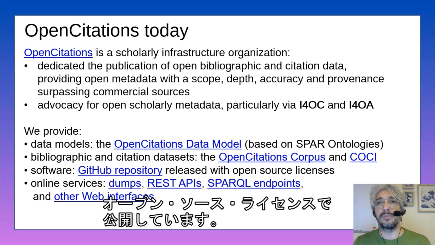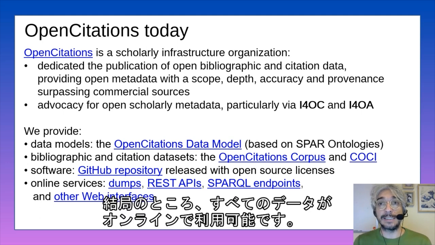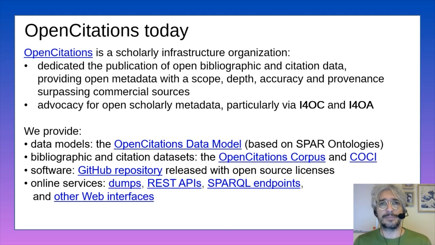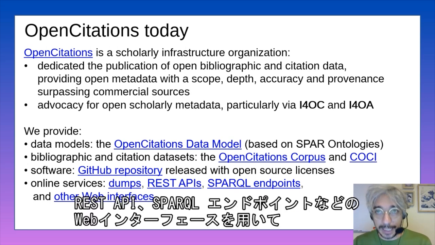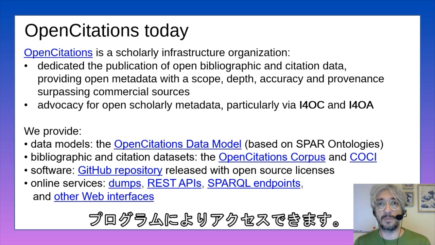maximum reuse. Finally, all the data that are available online are released as full dumps of OpenCitations data that can be downloaded. And these data, the same data that you can download in the dump, can also be accessed programmatically via REST API, SPARQL endpoint, and other web interfaces.